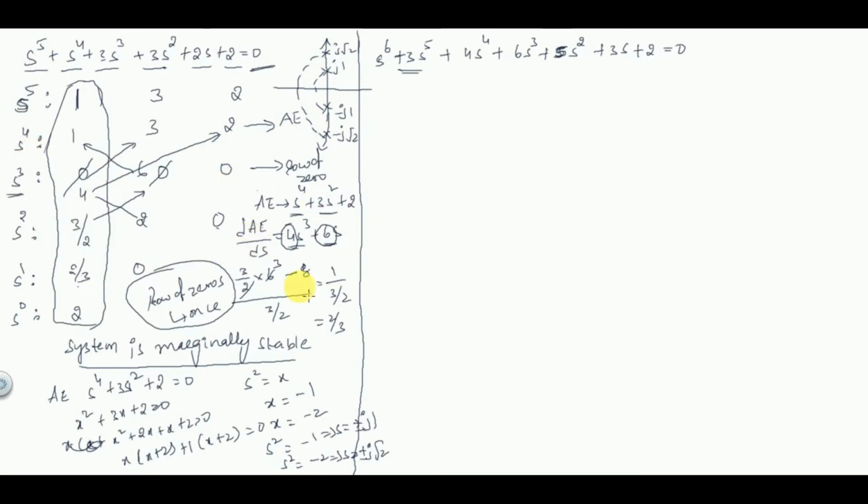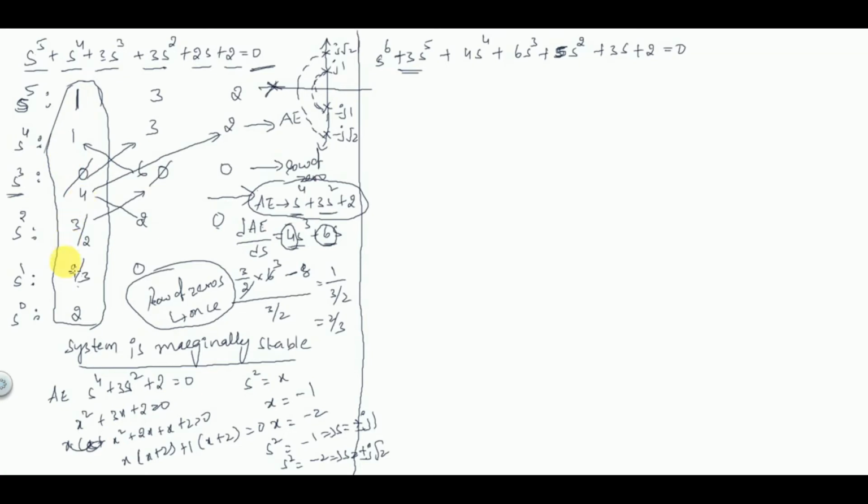I have told you the order of the auxiliary equation represents the number of symmetrical poles about the origin. So here the order of the auxiliary equation is 4. So there will be 4 poles which are symmetrical about the origin, right? So 4 poles are there on the imaginary axis and the remaining 1 pole will be on the left half of S-plane. Why? There are no sign changes here. If there are sign changes, then there will be poles in the right half of S-plane.